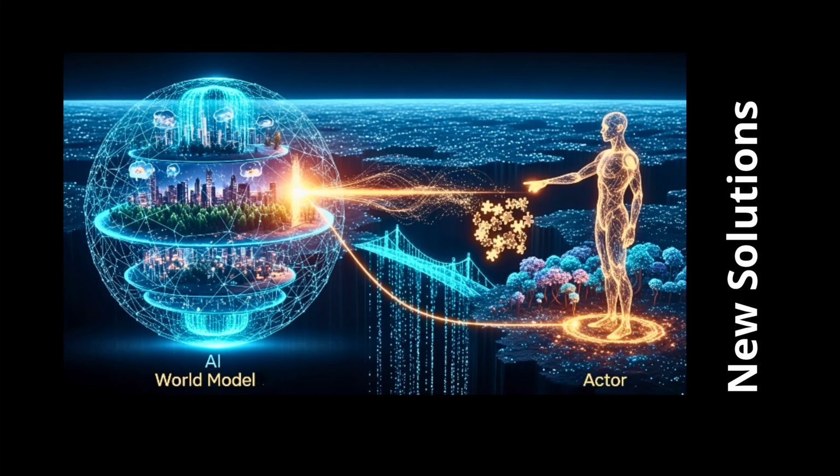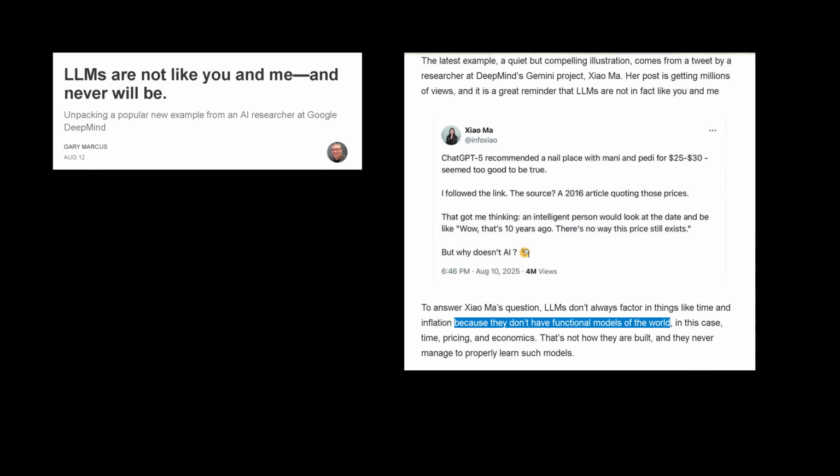Today we talk about new solutions in AI. Today at breakfast it happened, August 12, 2025, I read an email by Gary Marcus and he had a beautiful example here. GPT-5 recommended a new place, very cheap, beautiful. I followed the link and it turned out the article quoting those prices was a 10-year-old article. And the question was, why does AI do this? Why does GPT-5 do this?